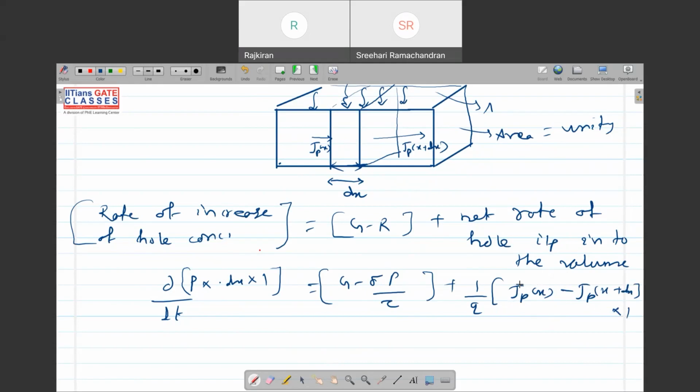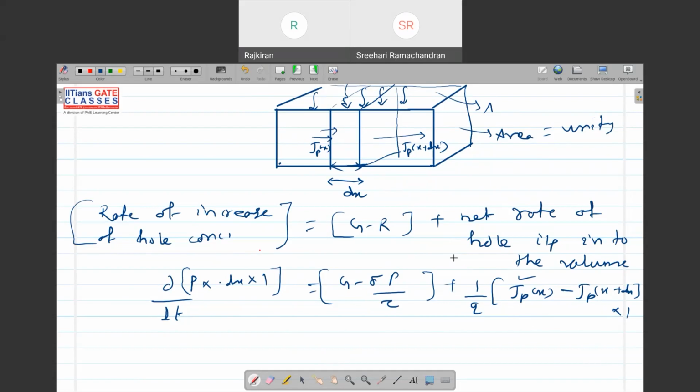So if I divide current by charge, I'll get the number of carriers per unit area entering, right? This is the number of carriers entering per unit area into the volume. This is JPX, right? JP is what? Current is nothing but dq by dt, the number of charge carriers entering. If I divide by charge, I'll get the number, right or not?